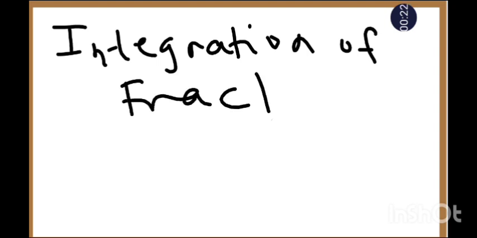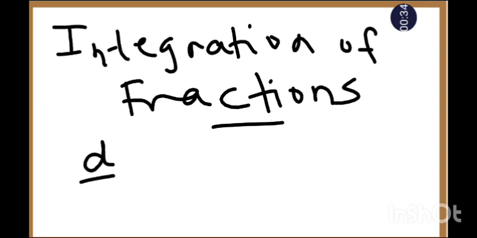We're looking at another technique of integration, which is when we have fractions. So look at integration of fractions. Now, most often when we have fractions to integrate, let's start by looking at this.